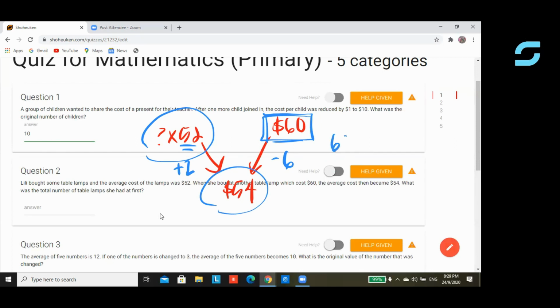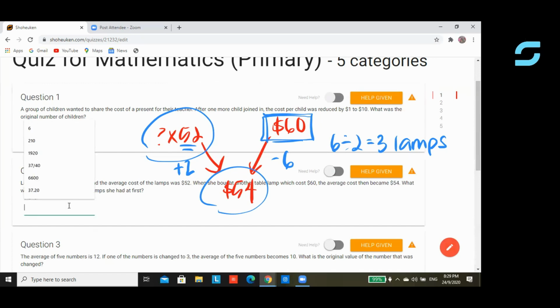So 6 divided by 2, which means there must be 3 lambs at first. Because 3 lambs must receive $2 each. That's why the new lamb dropped by 6. So be careful of these. Some questions ask for how many lambs there are in the end, and the answer is 4, because you need to take 3 plus 1.